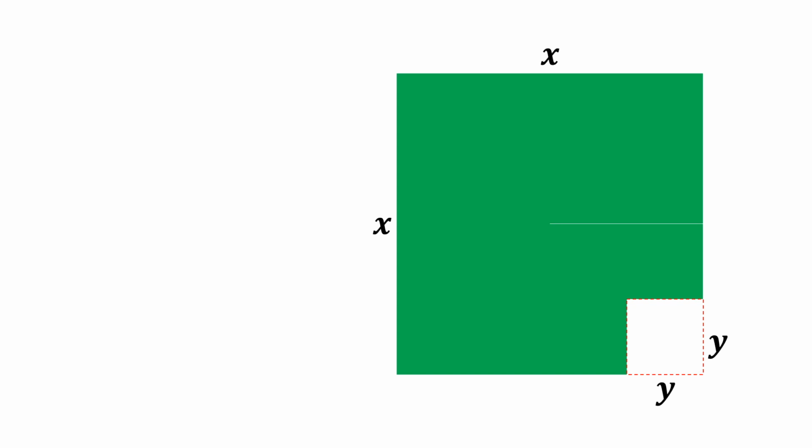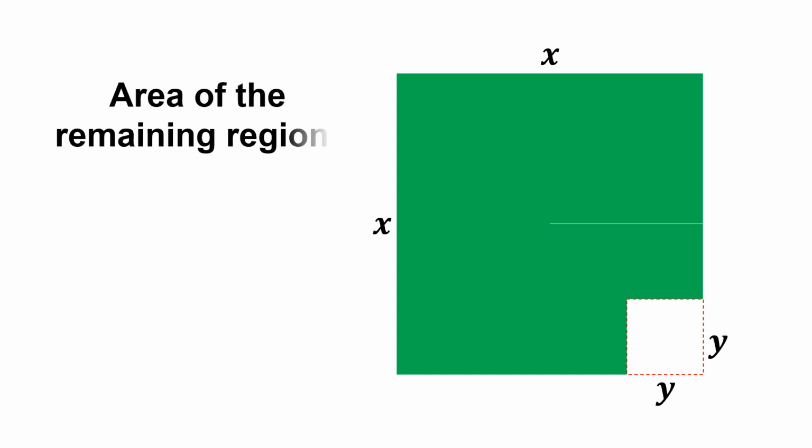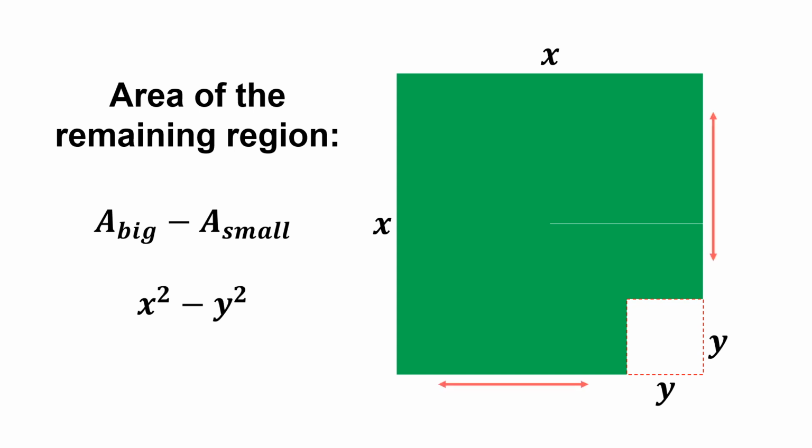What is now the area of the remaining green region? Its area is equal to the area of the big square with side x minus the area of the small square with side y. In symbols, the area is x squared minus y squared. Note that the measure of each of this side is x minus y.